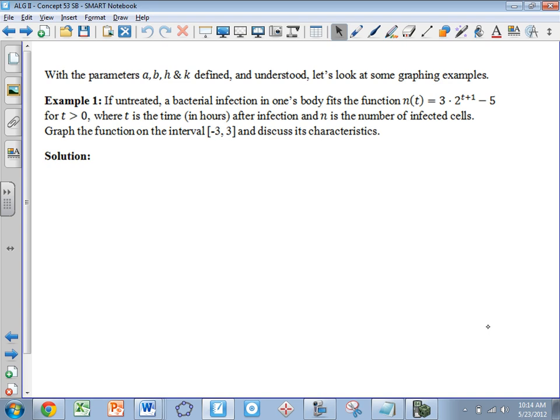So first of all, what's a bacterial infection? What does that mean? It sounds kind of gross, right? It grows and spreads. Okay, it grows or it spreads, so you're thinking of exponential growth right away, not decay. Very good. The bacterial infection keeps getting bigger. You said it grows already. Can you give me an example?